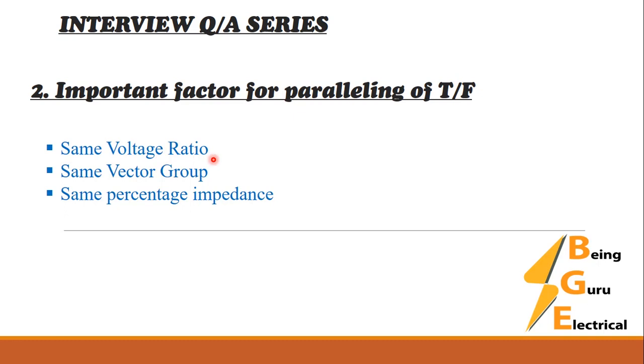Second, we have the same vector group. This vector group should be the same for all the transformers which are to be connected in parallel. If it is different, the transformers should not be connected in parallel, they should be separate. Then we have the same percentage impedance. All the transformers connected in parallel should have the same percentage impedance. If this is different, it will create imbalanced load sharing. Like if this is different, one transformer will supply more power and the other will supply less power. So percentage impedance allows the transformers to distribute the load evenly.